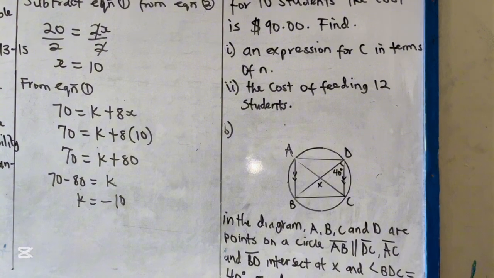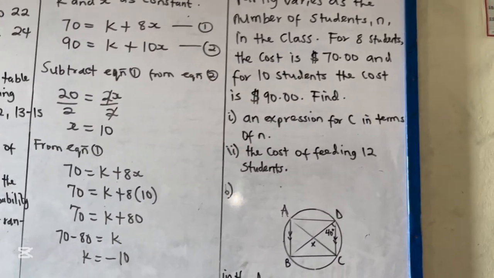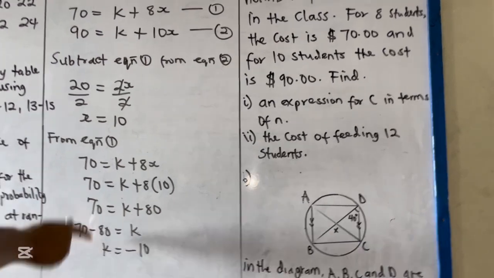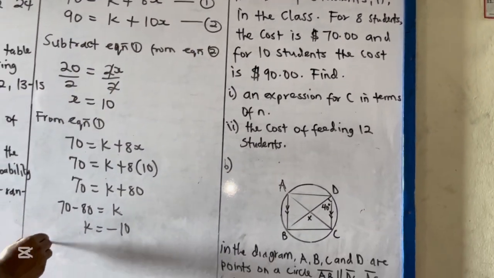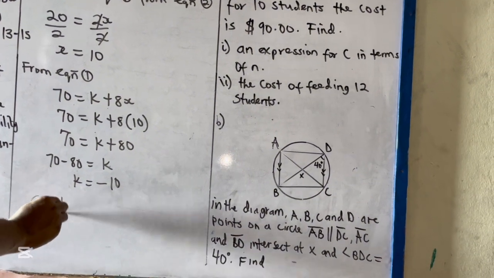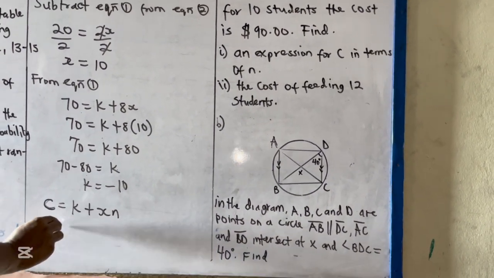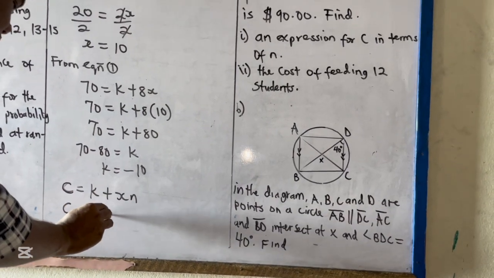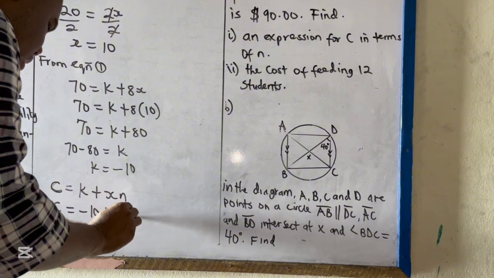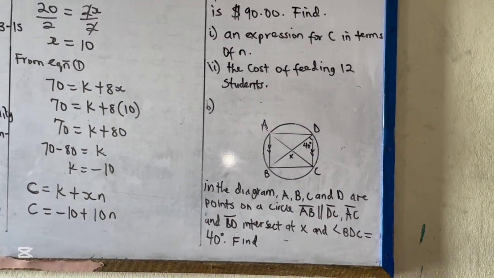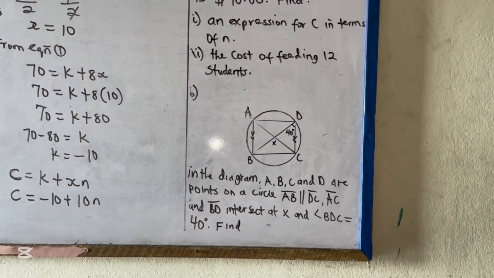So in this case, we are going to find the expression for C in terms of n. We have gotten the value of K and x. So now to express C in terms of n, we have C equals K plus xn. So now C is equal to K, in this case minus 10, plus x is 10, n. So this will give us C is equal to minus 10 plus 10n.